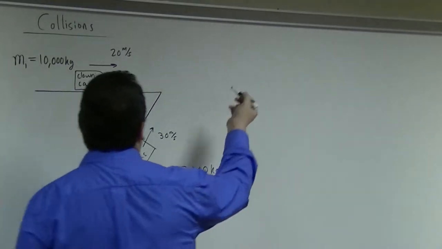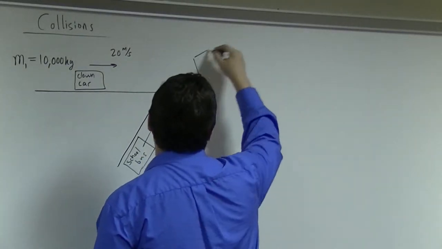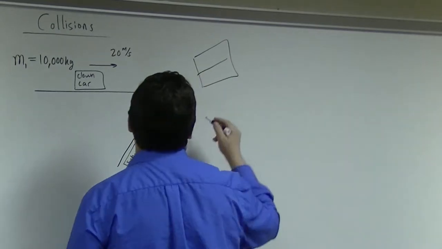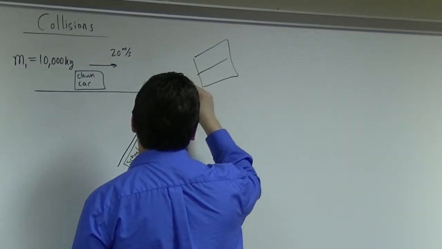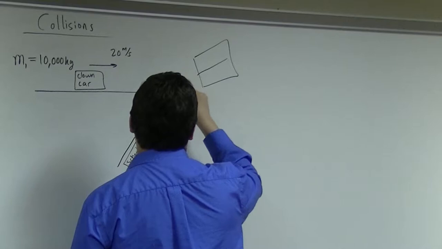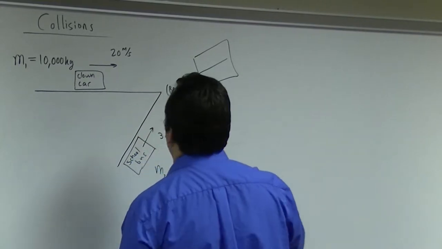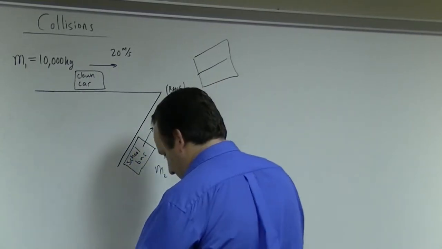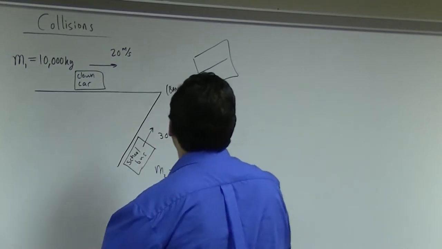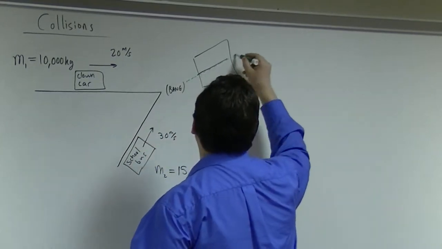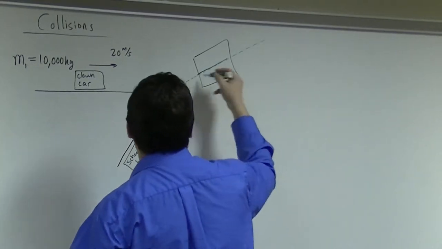And then, of course, to make this interesting, let's let them collide. They collide together. They get stuck. Collision, bang. And then they, of course, go skidding off together across the road where they eventually come to a stop, but we don't care too much about that just yet.